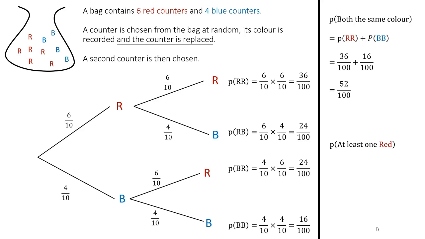Something like the probability of at least one red. Well, we need to look at each of the options that give us at least one red. Red then red will, red then blue will, and blue then red will. So those top three that we're looking at, we can add those together. Adding those top three together will give us the probability that we are looking at least one red. So we're going to have 36 out of 100 options, 24 out of 100 options, and another 24 out of 100 options, giving us 84 out of 100 options, 84 out of 100 chances in total.